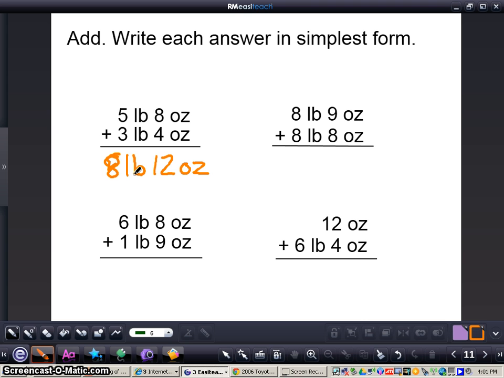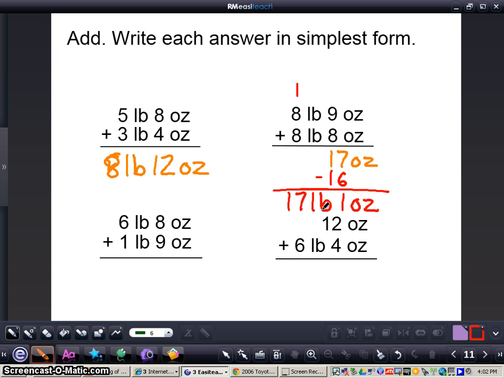We have 8 pounds 9 ounces plus 8 pounds 8 ounces. So 8 and 9 gives me 17 ounces. Now there's a problem with that because 17 ounces is more than 1 pound. So what I will do is I will just take 16 ounces from this. That gives me 1 ounce left over. I'm going to take those 16 ounces and regroup them over to the pounds, and then I'm going to add 1 plus 8, that gives me 9, plus 8, that gives me 17 pounds.